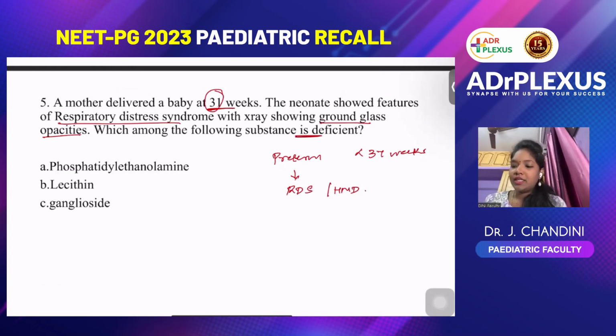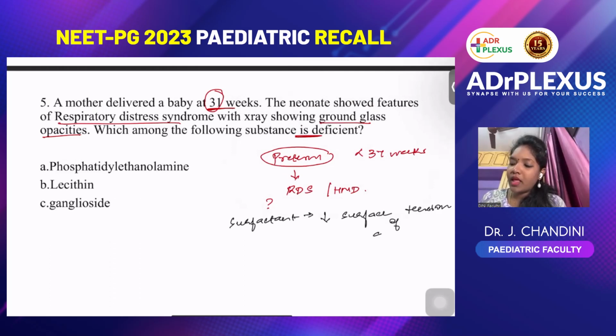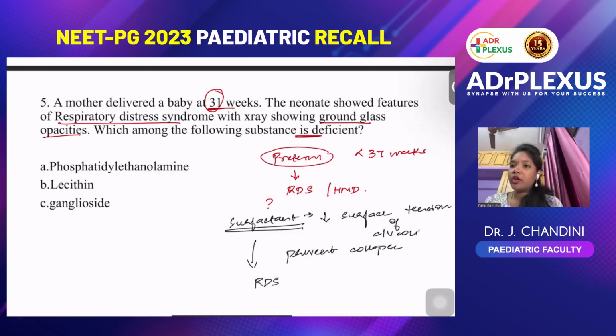Now, which among the following substances is deficient? So why do you get RDS in a preterm baby? What is the reason for RDS in a preterm baby? Okay. Preterm babies lack something called surfactant. What is the role of surfactant? This surfactant reduces the surface tension of the alveoli and it will prevent what? It will prevent collapse of alveoli. So surfactant is very essential. In other words, they're asking, what do you mean by surfactant?